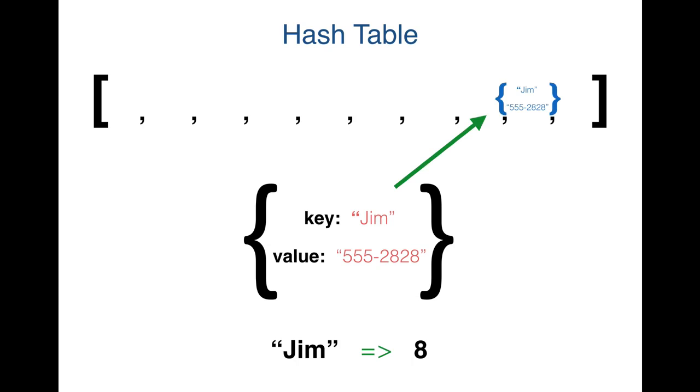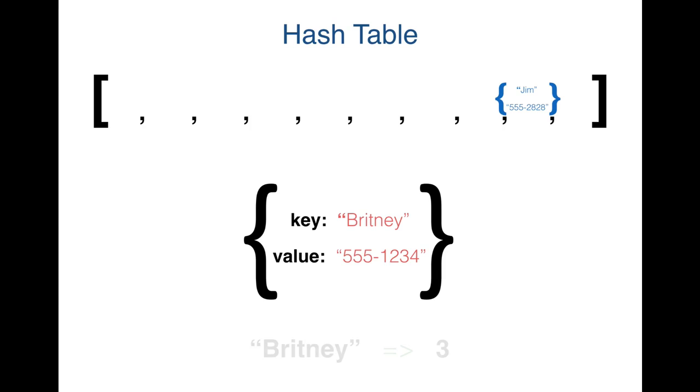If we now wanted to insert our friend Brittany and her phone number into our hash table, the first thing that we would do is hash our key, Brittany. Let's say that this gives us a value of 3, so we would store Brittany and her phone number in bucket 3. That is how we would insert data into our hash table.